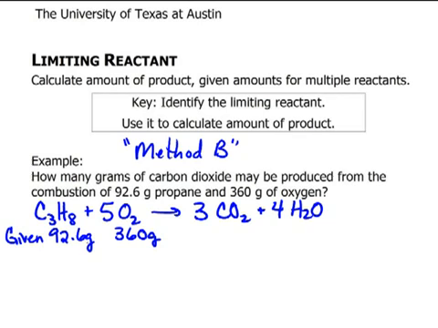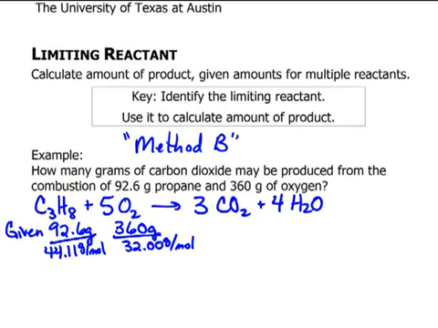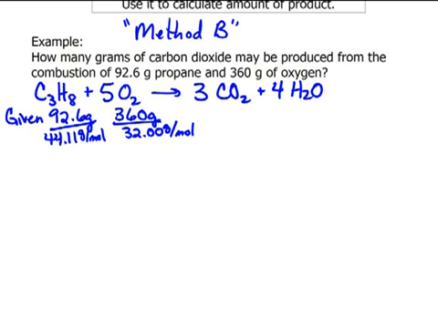Now in this method, we are going to immediately get to moles. So to go from grams to moles, we divide by molecular weight. And I worked out the molecular weights ahead of time by looking at the numbers on the periodic table. So those are in grams per mole. So I'm going to rewrite the equation with the given moles now.